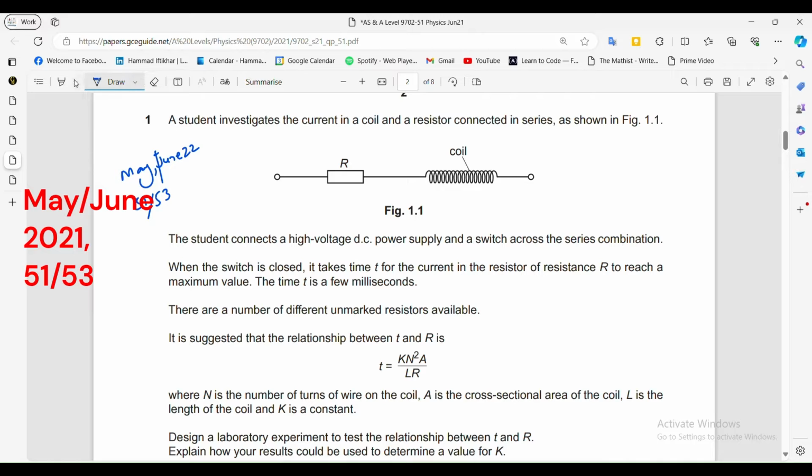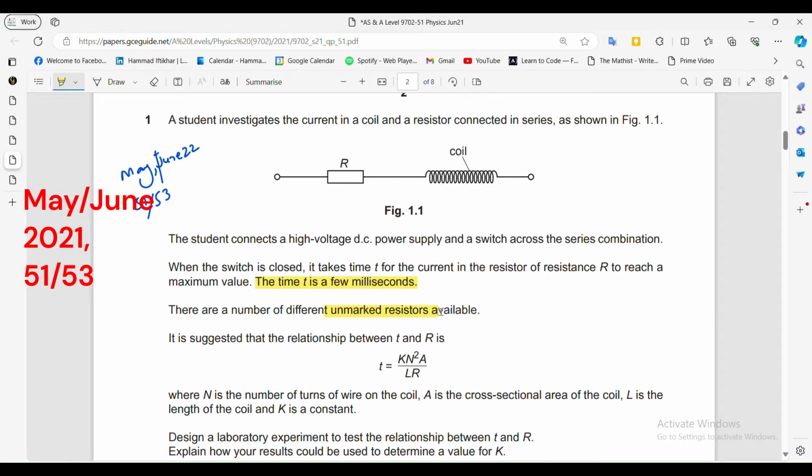Now, if you notice this one little thing over here, the time t is a few milliseconds. So when we're measuring this time, we can't measure this with a stopwatch. We need to have something with recording capability and high resolution so that it can record across a few milliseconds. There are a number of different unmarked resistors available. That means we have no way of knowing which one is bigger, which one is smaller without actually putting it on the ohm meter.